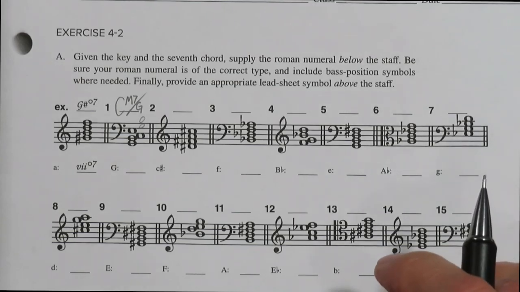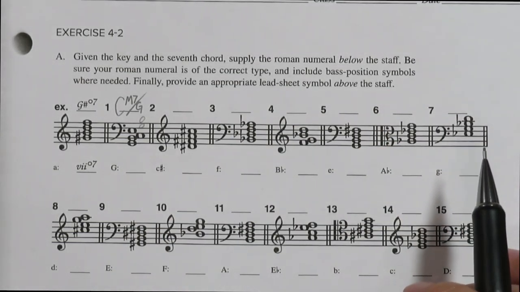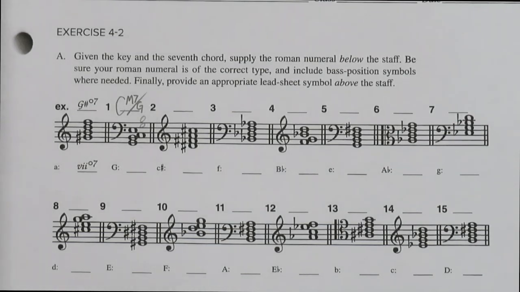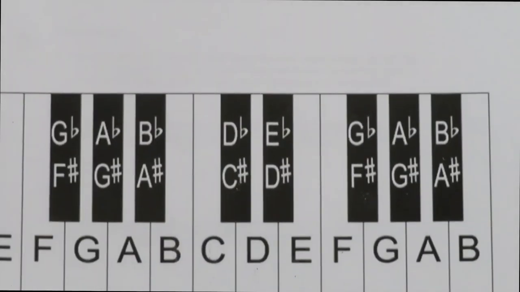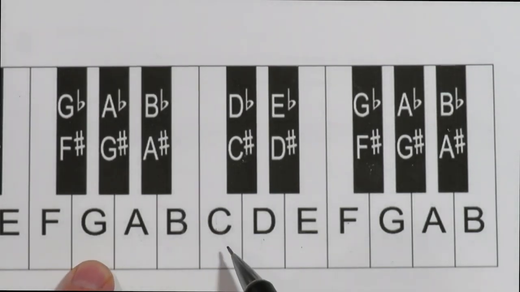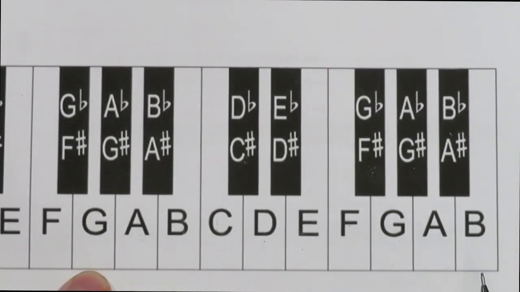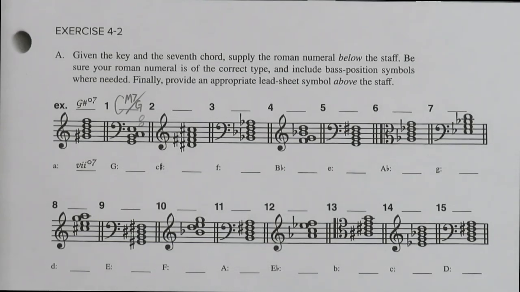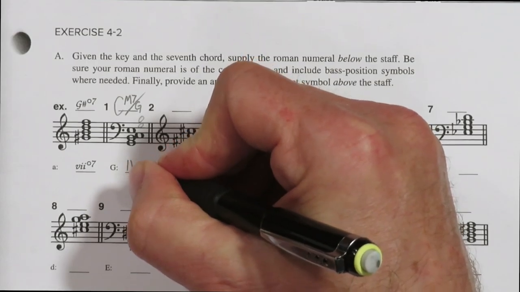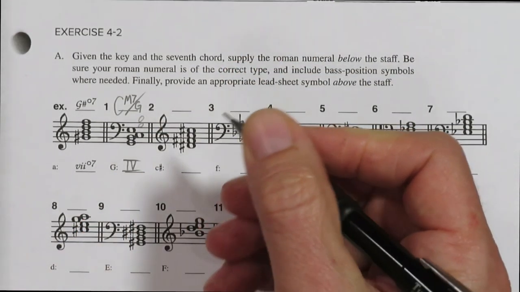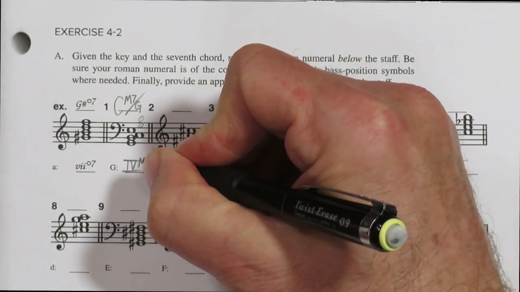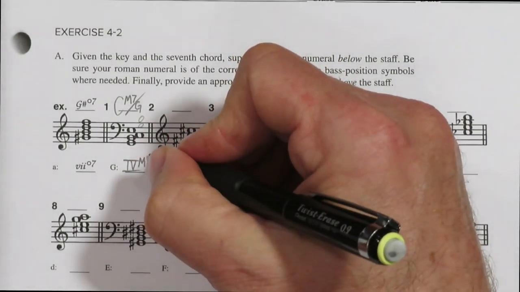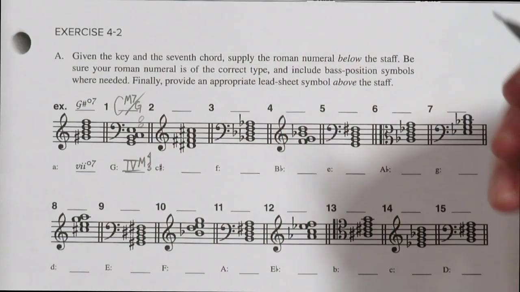Now, where does that belong in the key of G? So, let's count up: G, A, B, C. That's four steps, right? So, therefore, it would be the four chord. And we know that the four chord in a major key is a major seventh, right? So, we have C, E, G, and B. So we would put an uppercase Roman numeral here, IV, and then major seven. Okay. And our inversion symbol, 4-3.